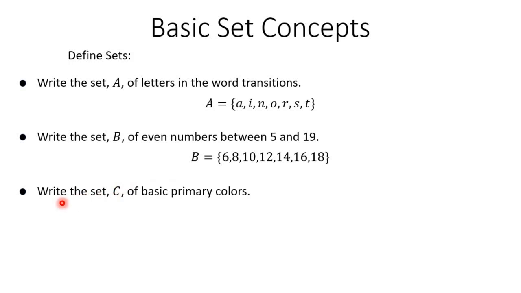Here's another well-defined set, the set of basic primary colors. The set of basic primary colors consists of red, yellow, and blue. These are the basic primary colors. So these are some well-defined sets. It's obvious whether or not an object is in the set or is an element of the set.